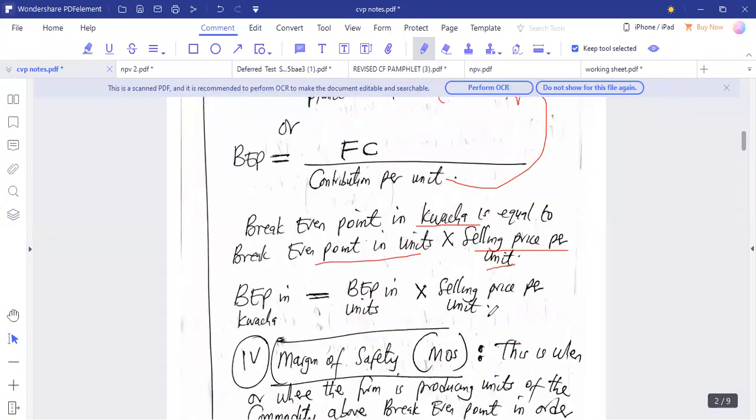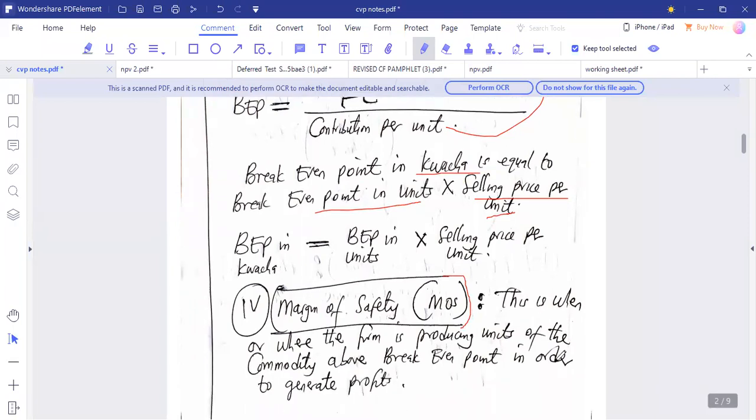All right. Of course, like I mentioned, at BEP the firm is neither making profit nor loss. So we are now going to migrate from the break-even point to margin of safety. Margin of safety is where the firm is producing units of a commodity above the break-even point in order to generate profit.